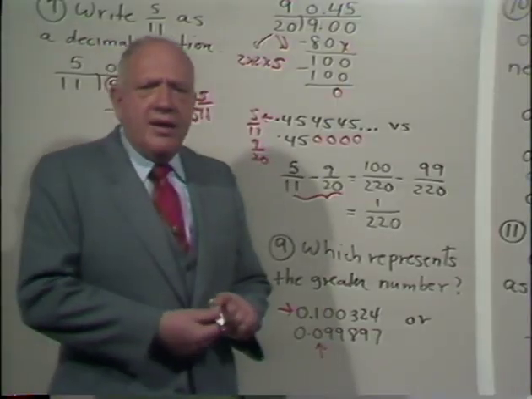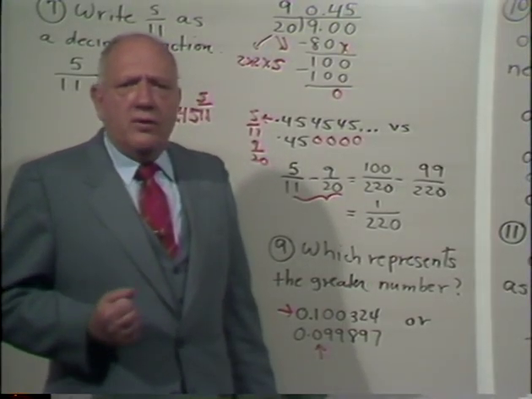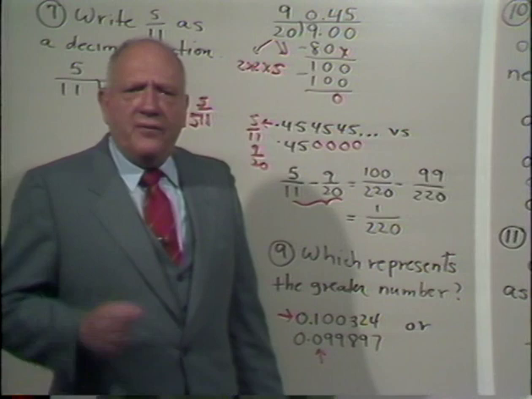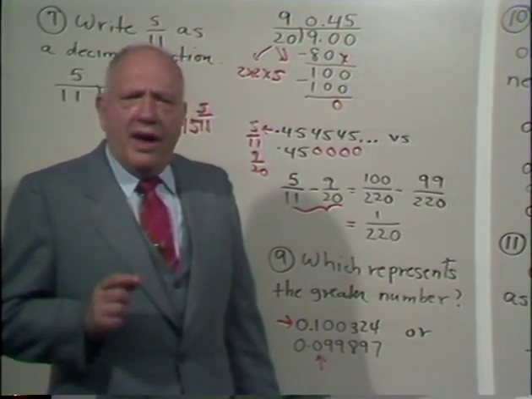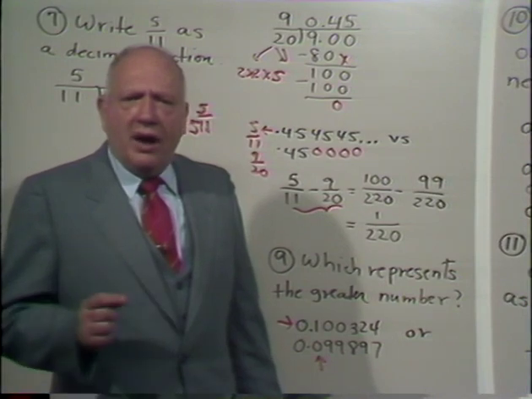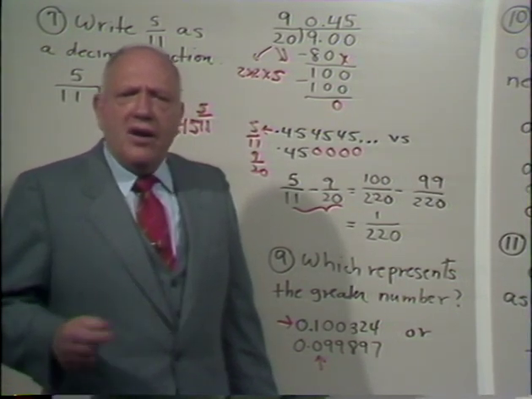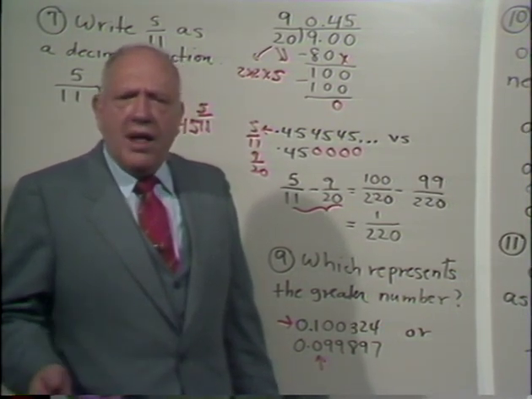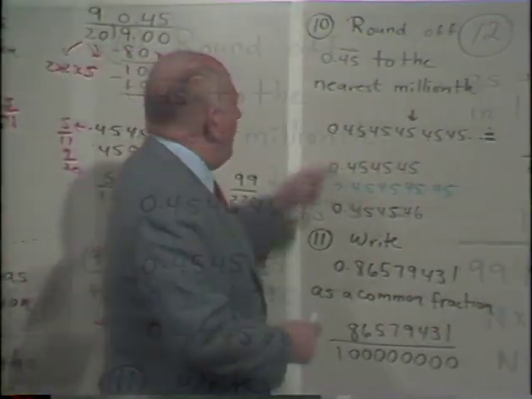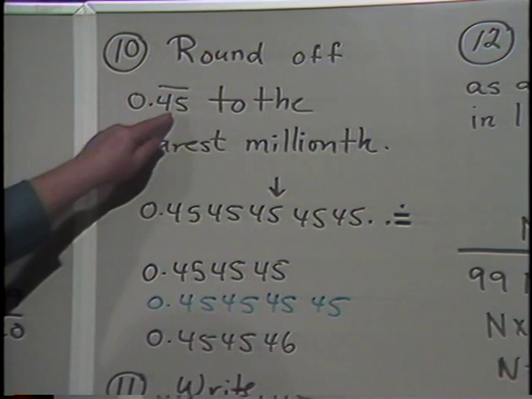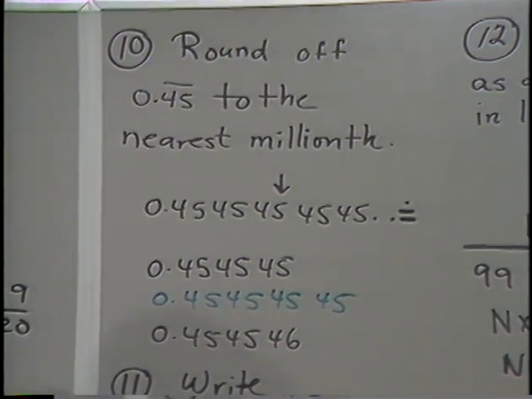And what that means is, in real life, if you don't want to fool around with 0.45454545 endlessly, what you do is you say, okay, how large an error can I tolerate? And I'll round it off so that the error will be less than the one I'm worried about. So that leads us to our next example, round off 0.454545 endlessly to the nearest millionth.